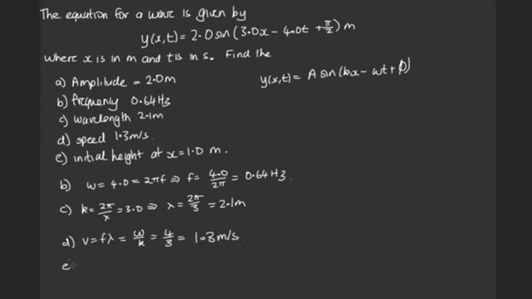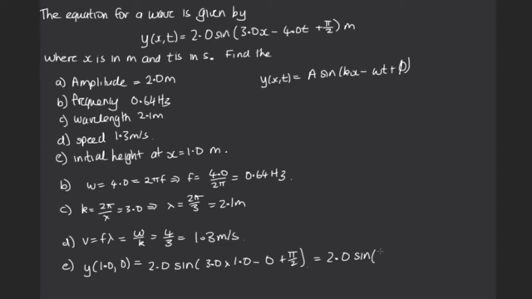And then in part E, we're asked to find the initial height at x equal to 1.0 meters. So initial tells us that t is equal to 0. So what we're trying to find is the height when x is equal to 1 and t is equal to 0. So we need to substitute 1 and 0 into this equation. So this is going to be 2 sin(3 times 1 minus 4 times 0, that's 0, plus π/2). So this is going to be equal to 2 times sine.